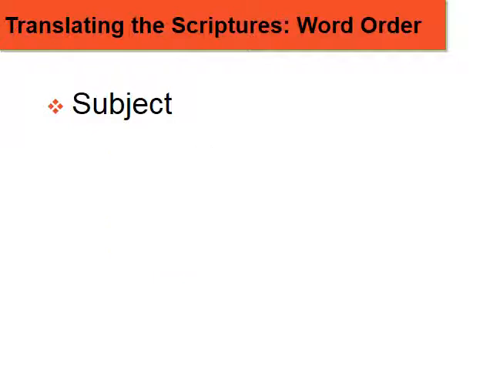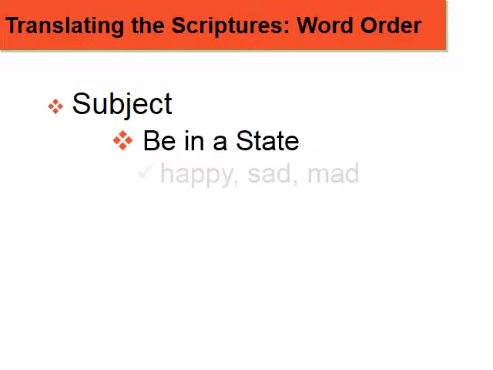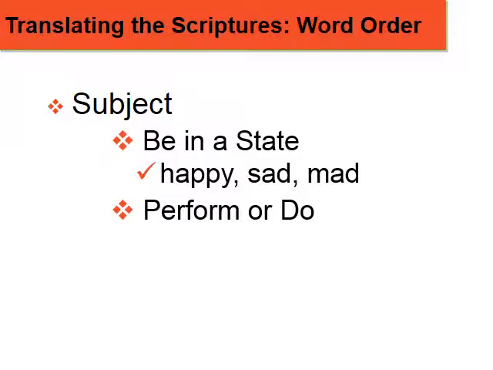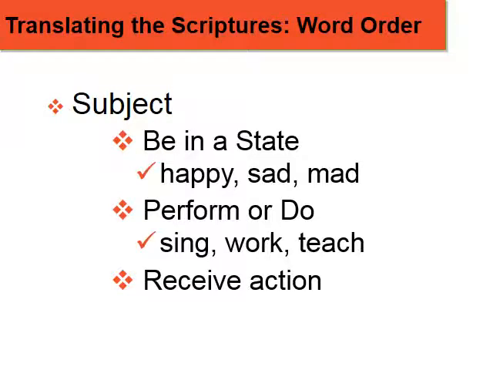When the subject is identified, determine what it is doing or what is happening to it. Subjects can be in a state, such as happy, sad, or mad. Or the subject may be active. It can perform or do something, such as sing, or work, or teach. A subject may even have something done to it. For example, the ball was thrown. The ball is the subject.